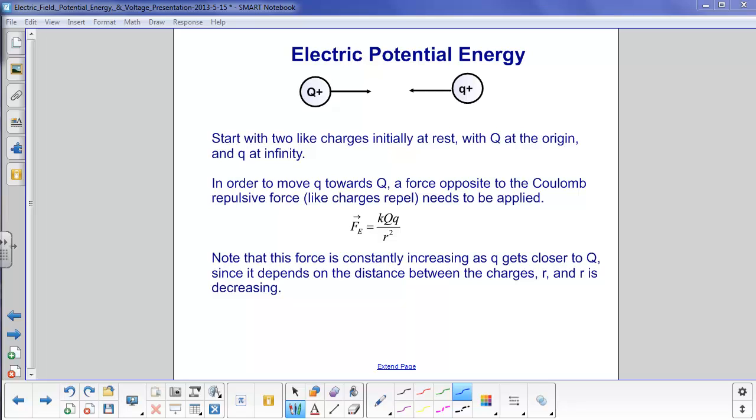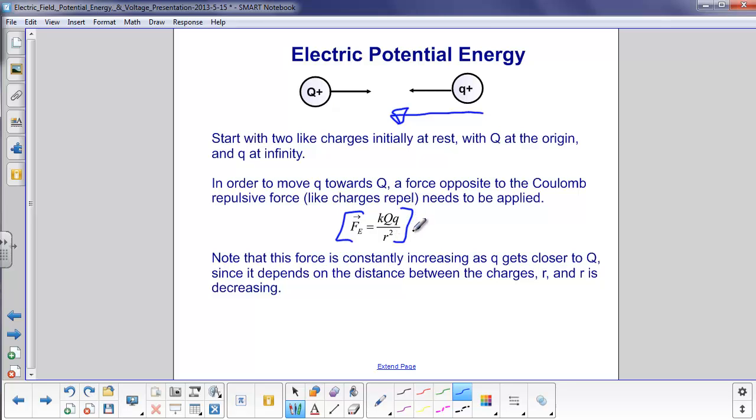We'll begin with two charges with the same sign, both at rest, and they're both positive. Here's positive, here's positive. Q is at the origin, and we're going to start little q at infinity. In order to move little q towards big Q, we need to apply a force opposite to the Coulomb repulsive force, right? Because these are both positive charges. They want to push each other away. So if we want to get this q to move this way, we have to apply a force in that direction. And that force has to overcome the Coulomb force, which is kQq over r squared.